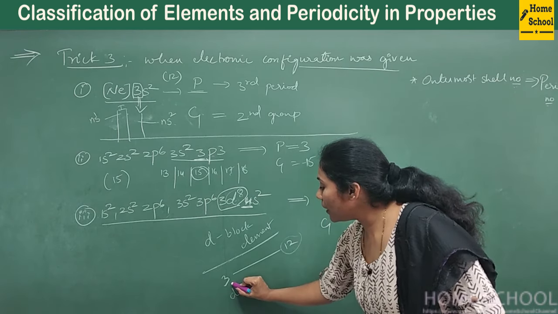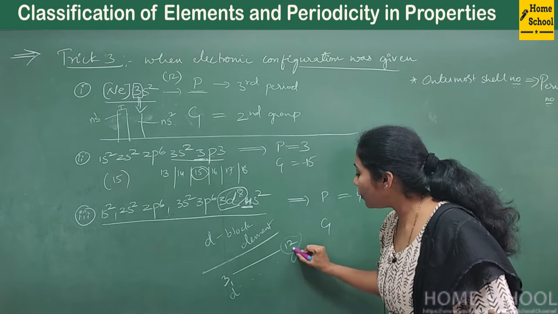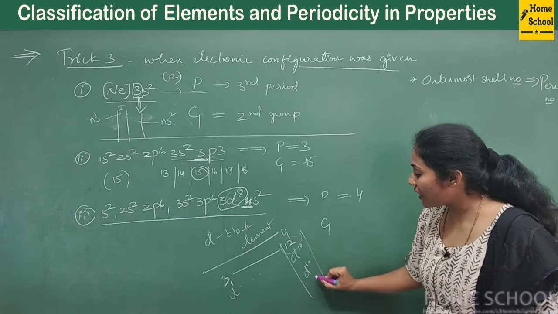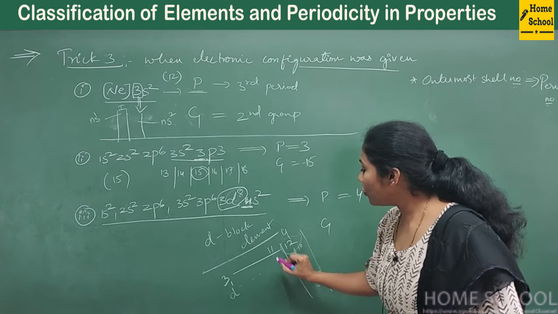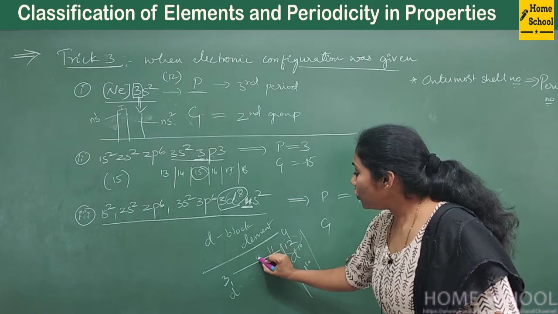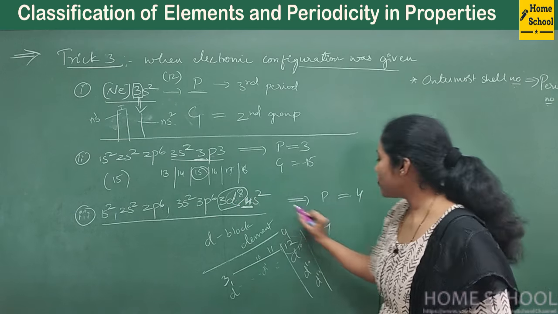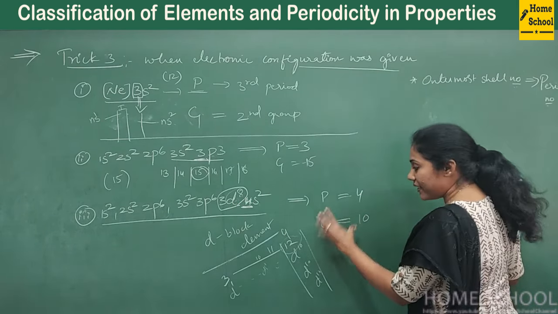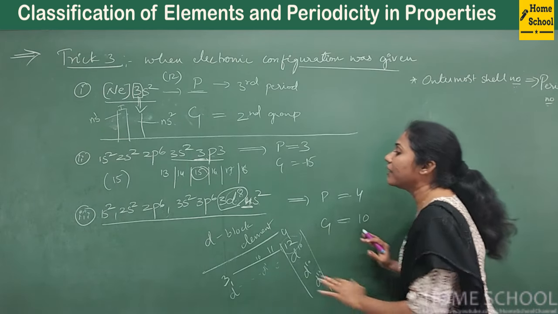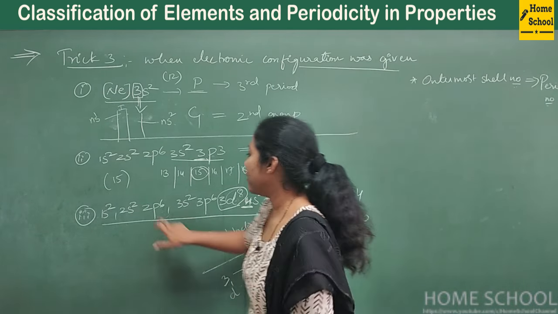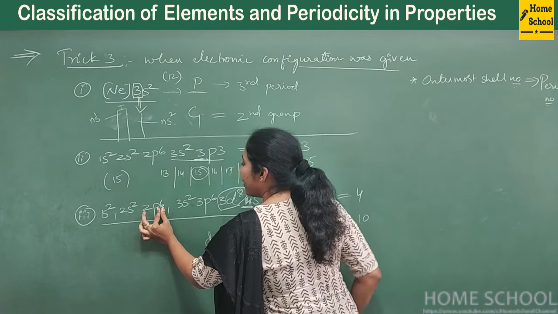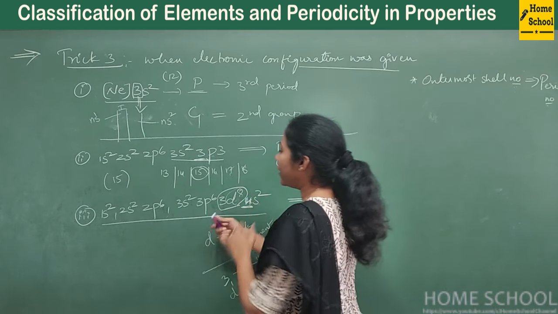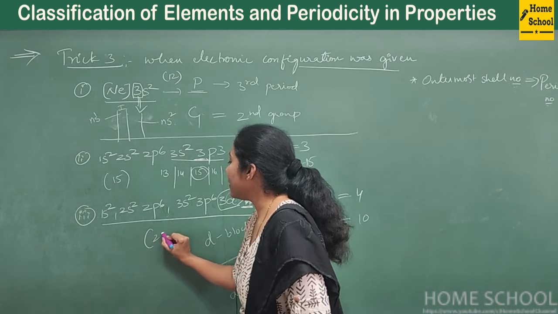I mean the d orbital will start filling from d1 to d10. So 12th group elements will have d10 as the configuration. That means 11th group elements will have d9, 10th group elements will have d8. Right? So that way the group number is 10 here. If you find this identification of group difficult, just add all the numbers here. 2 plus 2, 4. 4 plus 6, 10. So 10 plus 8, that means it's actually 28. So the atomic number of this element is 28.